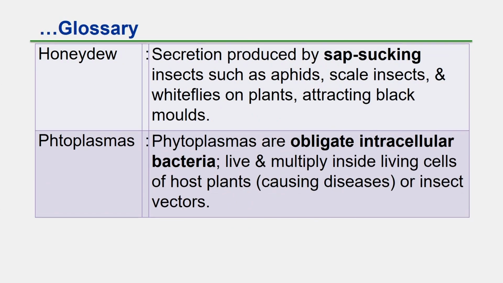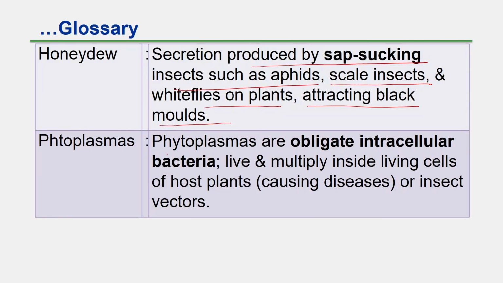Now, honeydew, secretion produced by sap-sucking insects such as aphids, scale insects and white flies on plants, attracting black moths. It is called as honeydew. So, honeydew is not good for the plant. So, these certain pests release the honeydew, which is a kind of excreta on the leaves of the plant, and then sooty mold grows on it, a black color fungus, which restricts the photosynthesis by the leaves.